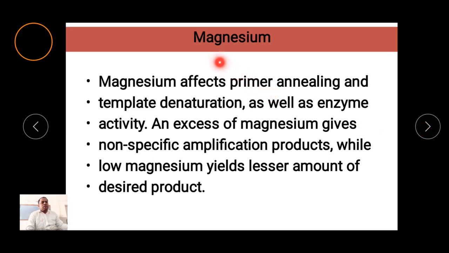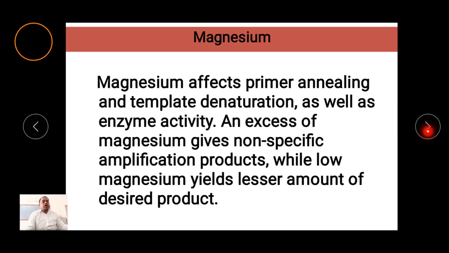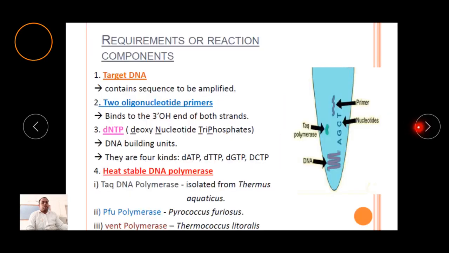Magnesium is a very important cofactor for the DNA polymerase enzyme. It affects the primer annealing and template denaturation as well as enzyme activity. An excess of magnesium gives non-specific amplification products, while low magnesium yields a lesser amount of the desired product. So the optimum concentration of magnesium should be there inside the PCR tube. So the optimum amount of magnesium must be added.